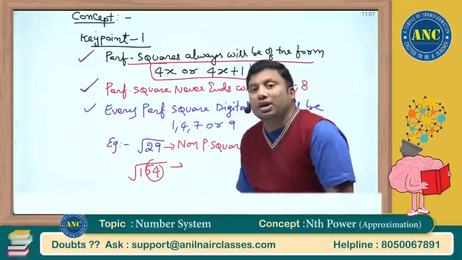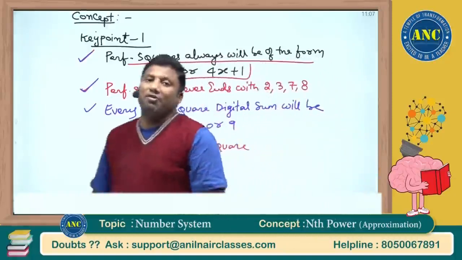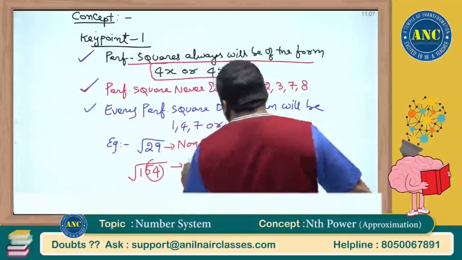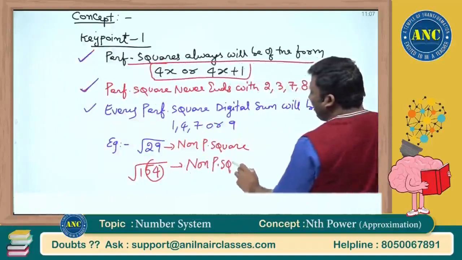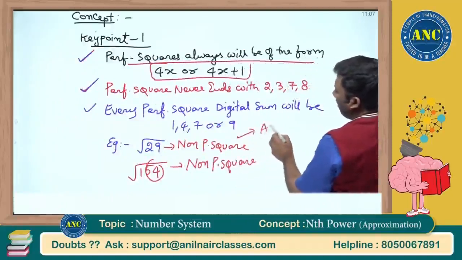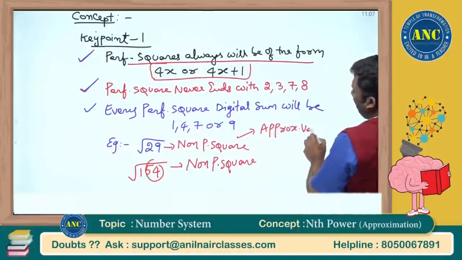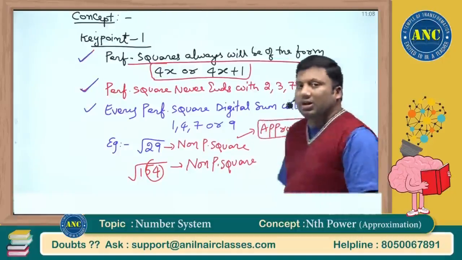4 into 13, 52 plus 2. A perfect square will never be of the form 4k plus 2 or 4k plus 3. Again, it is a non-perfect square. A non-perfect square always gives approximate values.